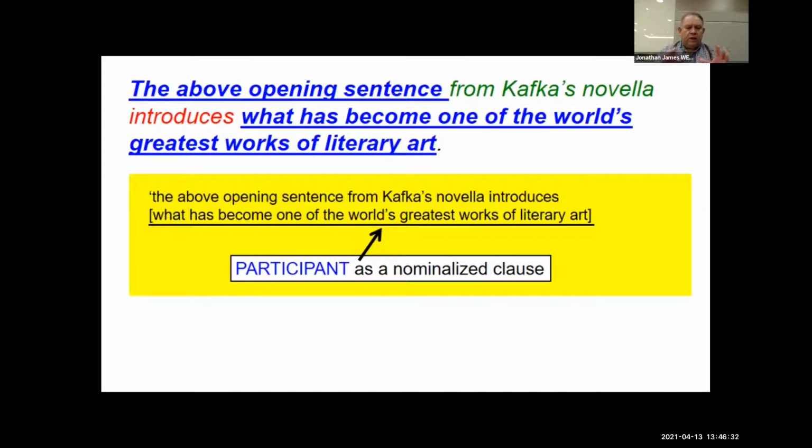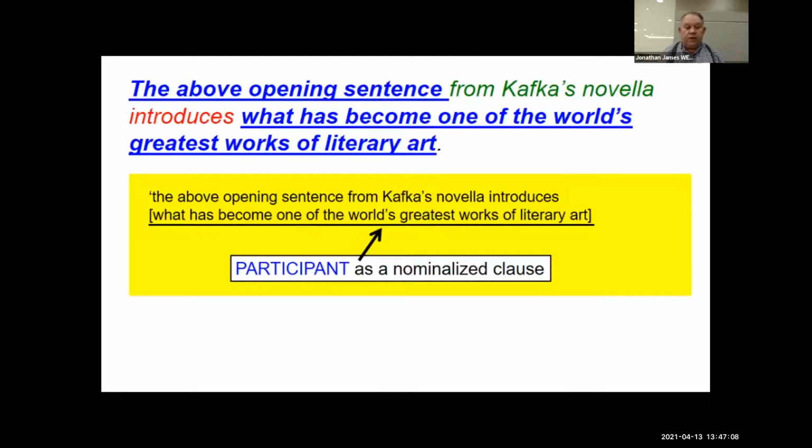Simple clauses. Now, this is basically a simple clause. There is one verb. That's it. But what makes it so complicated sounding is the fact that you have packed so much information into the noun phrase. The above opening sentence from Kafka's novella. All right, so you have the above opening modifying sentence, and then a post-modification with a prepositional phrase, from Kafka's novella.